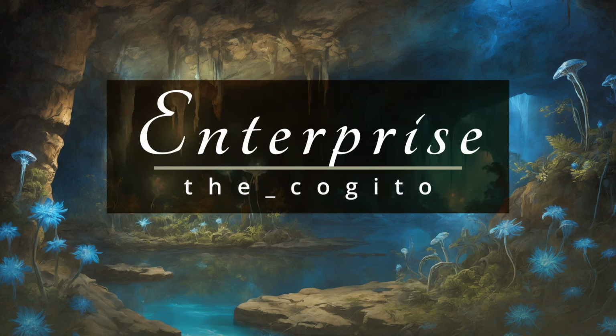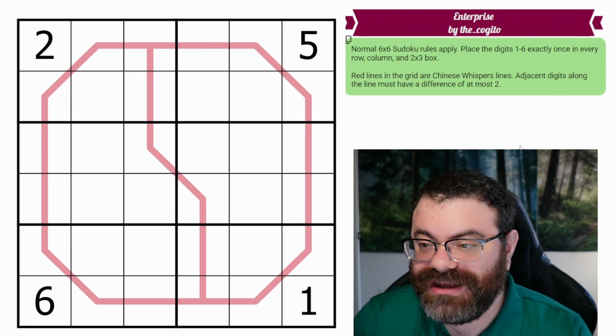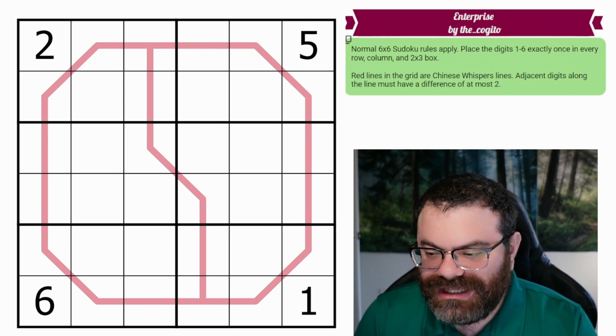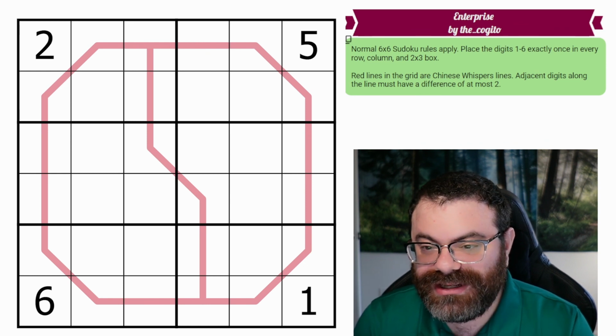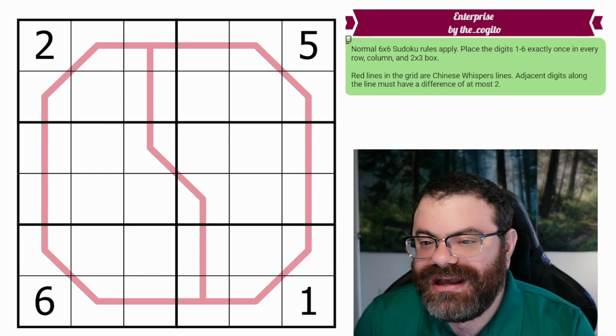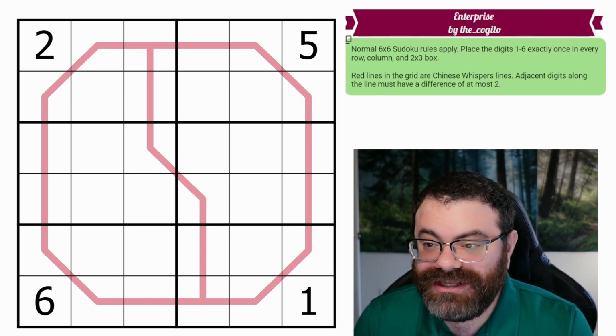Hello, let's continue our Sudoku adventure and begin our first theme week with Enterprise by the Cogito. So, what is a theme week? Well, let me explain. It's a new idea I had, kind of based on that week where we had a lot of arrows and double arrows and things like that. So, this week's theme is pretty simple. It's a Chinese Whispers theme.